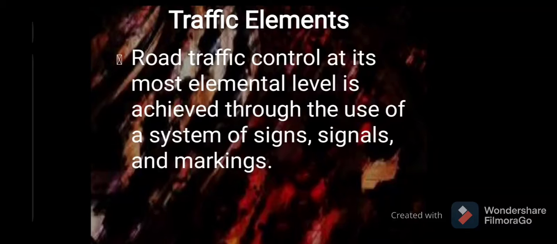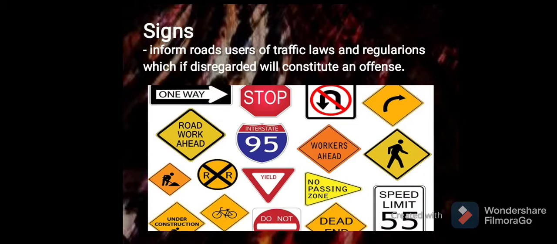Traffic elements. Road traffic control at its most elemental level is achieved through the use of a system of signs, signals, and markings. When we say signs, they inform road users of traffic laws and regulations, which if disregarded, will constitute an offense. We're very familiar with these signs, so they are not new to us. For example, one way, stop, U-turn, workers ahead, speed limit. They are not new to us because we have seen them in commercial areas or even on highways.